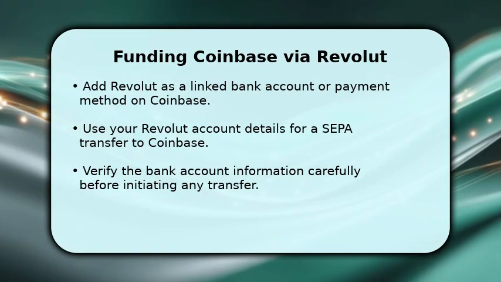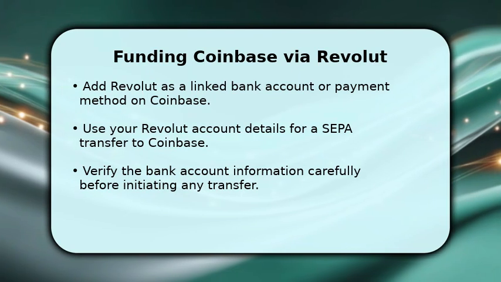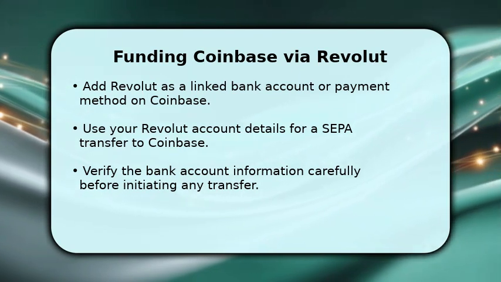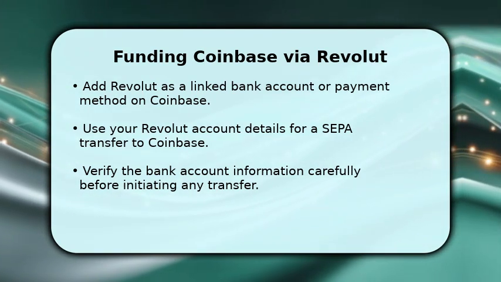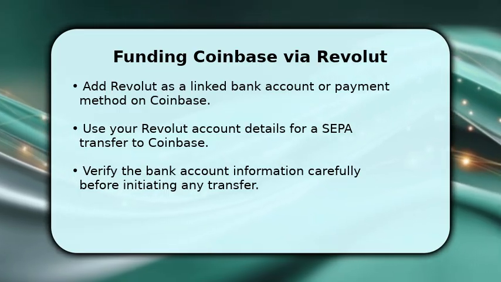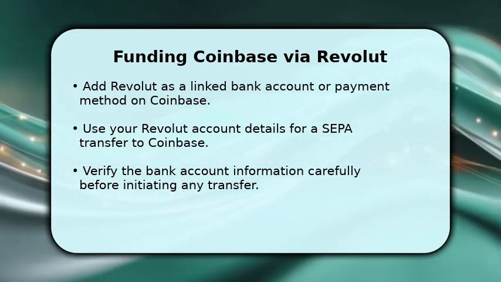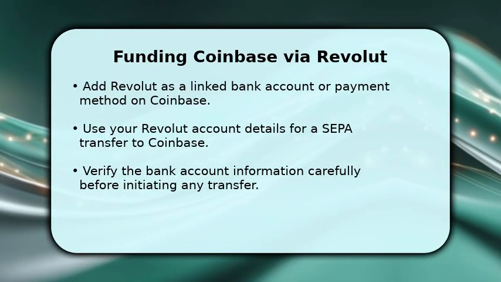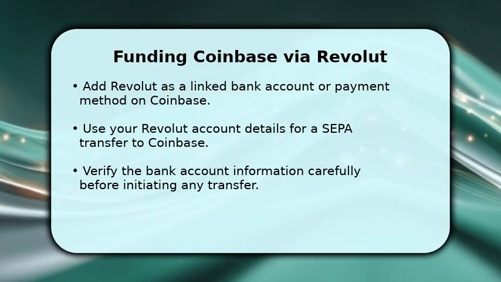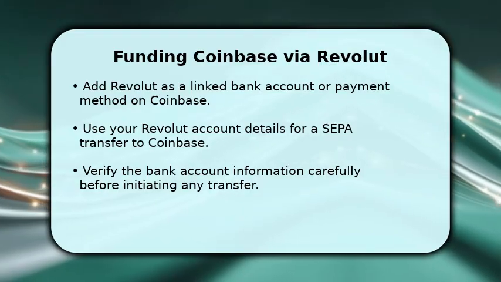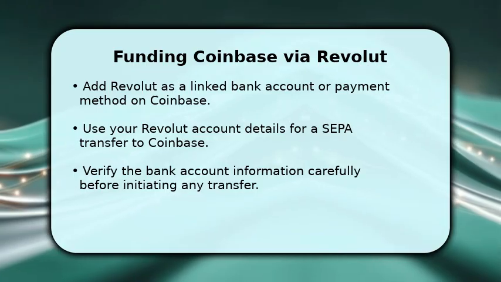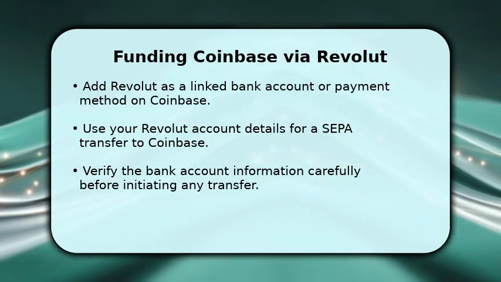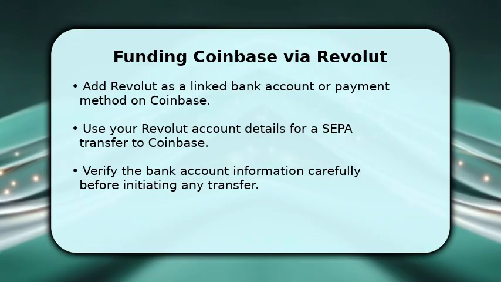To fund your Coinbase account using Revolut, you typically have a couple of options. You can add your Revolut bank details directly to Coinbase for a SEPA transfer, which usually takes 1 to 3 business days. Alternatively, if you have a Revolut debit card, you might be able to use it for instant deposits, though fees may apply. Always double-check the recipient details on Coinbase to ensure funds go to the correct place.